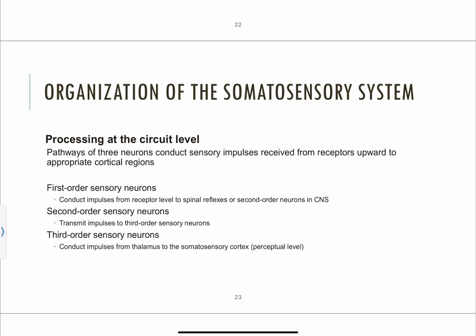So first order neurons take it from the receptor and send it, for our sake in this course, to a second order sensory neuron. The whole purpose of the second order sensory neuron is to take the impulse that was brought in by the first order sensory neuron and basically just send the signal to the third order sensory neuron. And the third order sensory neurons are going to be the ones that actually conduct the impulses from the thalamus to the somatosensory cortex, where we can actually process the information. So that would be the perceptual level.